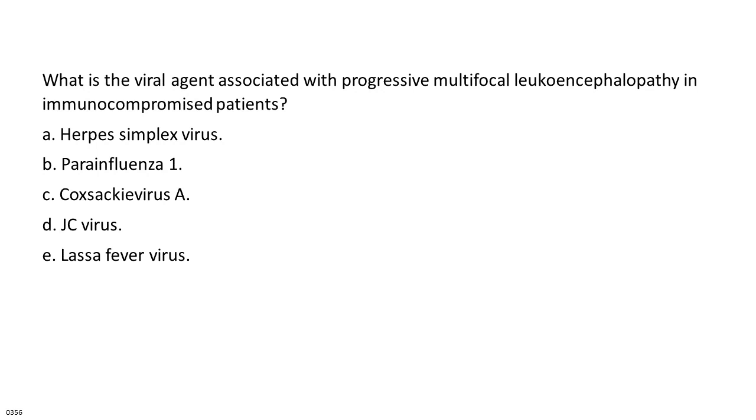What is the viral agent associated with progressive multifocal leukoencephalopathy in immunocompromised patients? A. Herpes simplex virus. B. Parainfluenza 1. C. Coxsackie virus A. D. JC virus. E. Lassa fever virus.